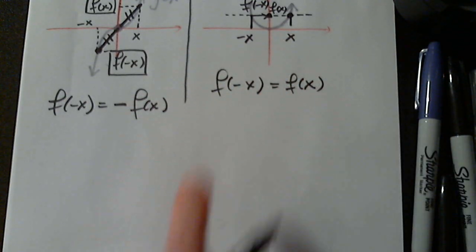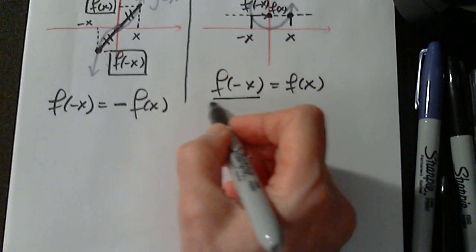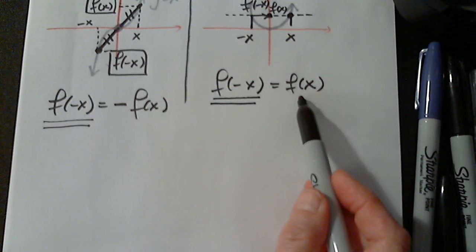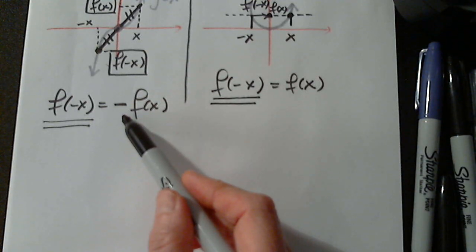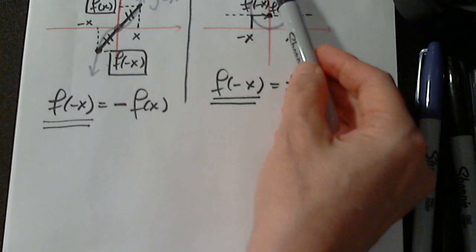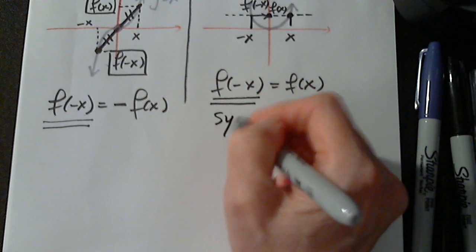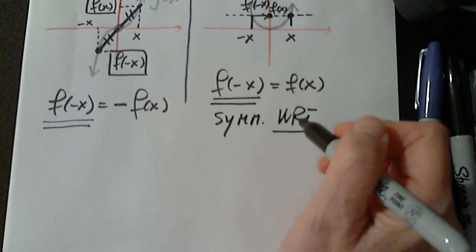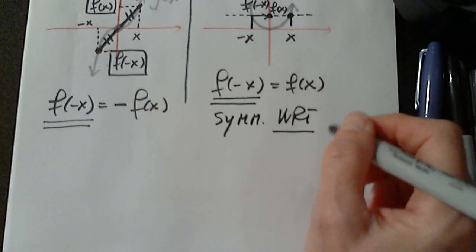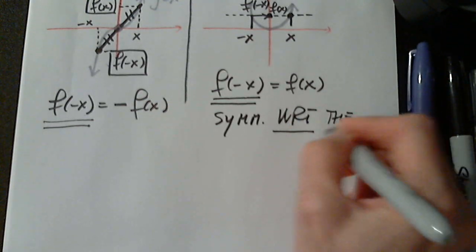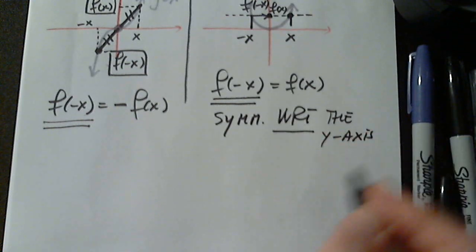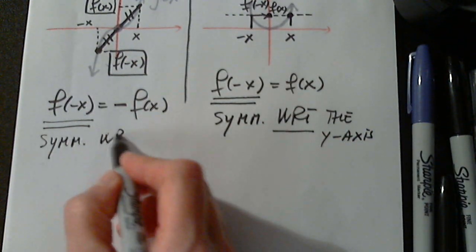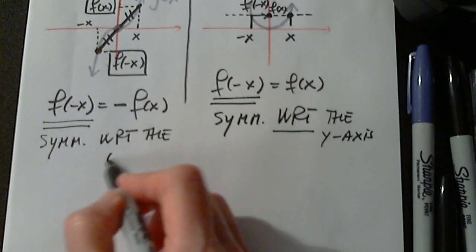No change. Here, notice that I started with the same thing. Here it's the same. Here's the opposite. Very easy to remember. Even functions are symmetric with respect to, lazy people write WRT, with respect to the y-axis. Odd functions are symmetric with respect to the origin.